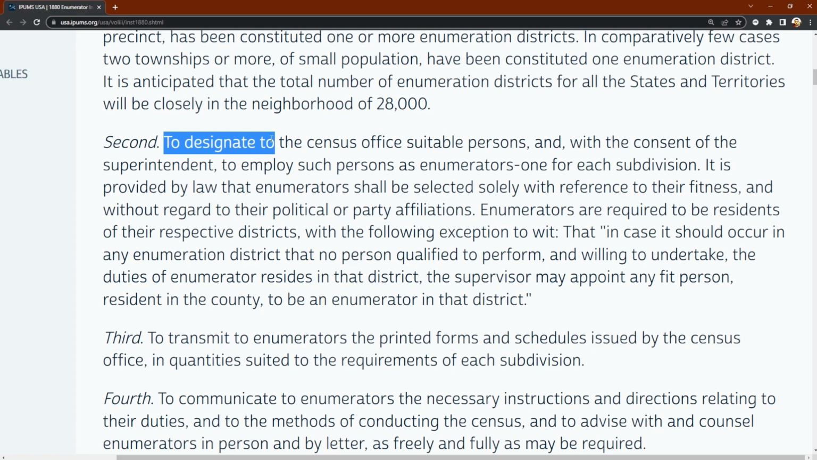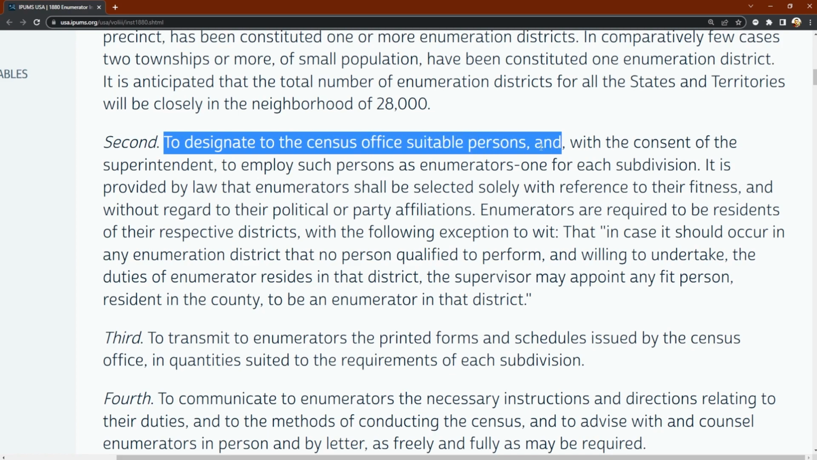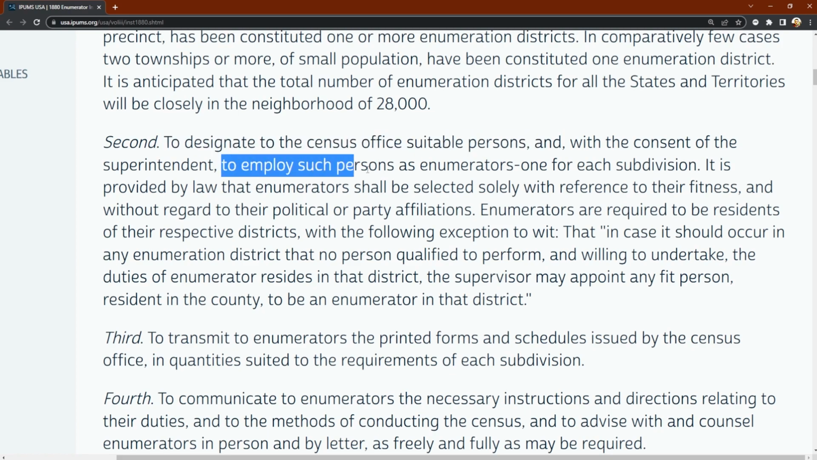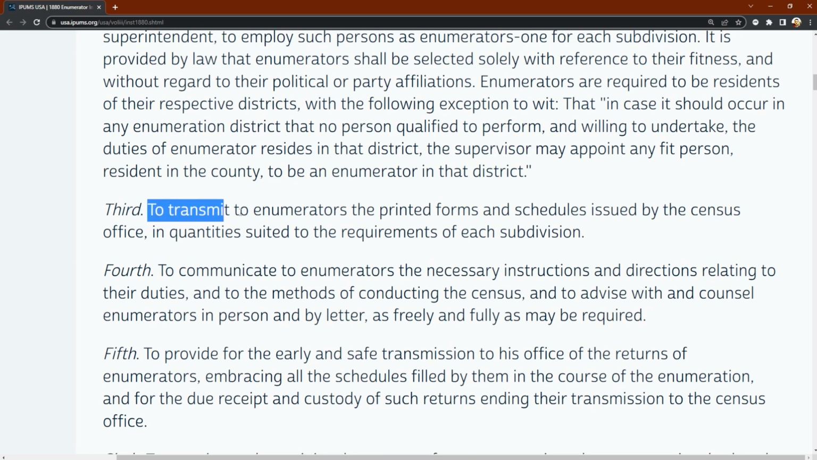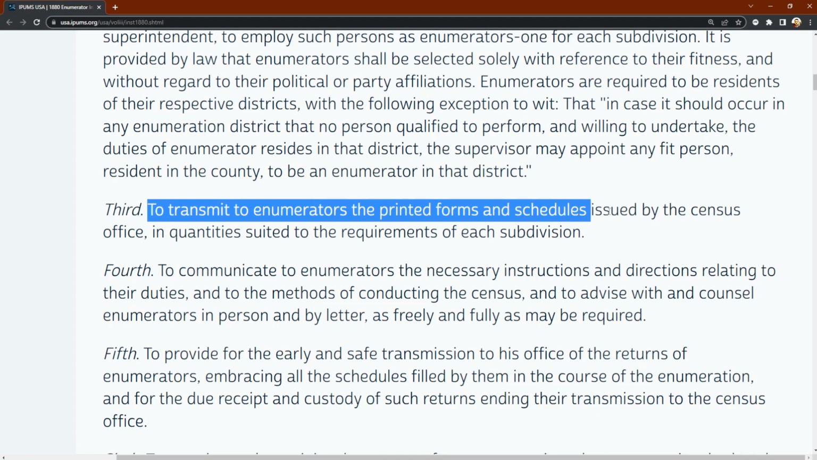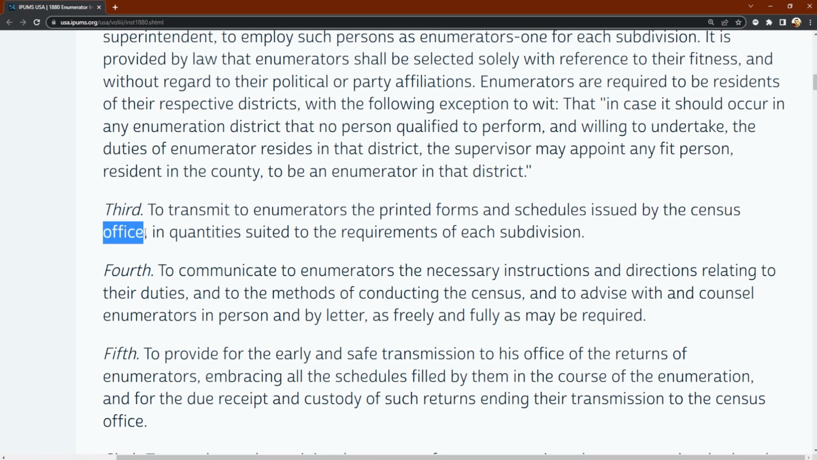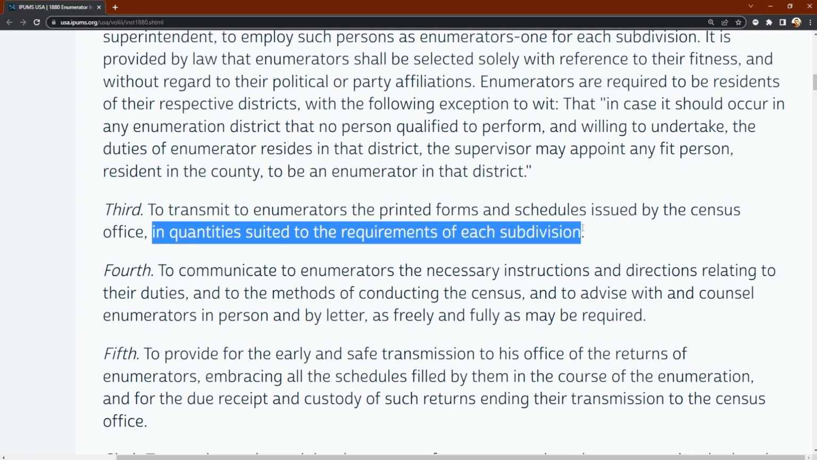To do the census, what they need to do is designate suitable people and to employ them as enumerators, the people that do the census, one for each subdivision. They then have to transmit to those enumerators the printed forms and schedules issued by the Census Office, in quantities suited to the requirements of each subdivision. So it's all paper-based. Lots and lots of papers being sent around the place.